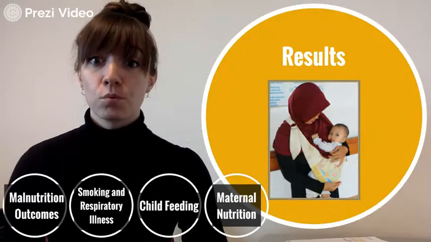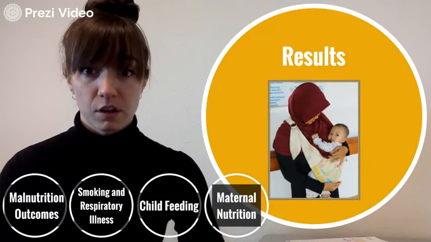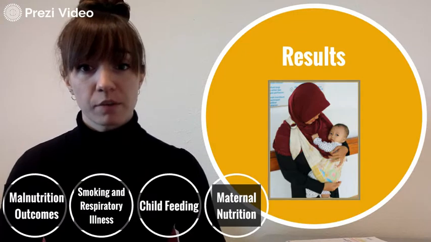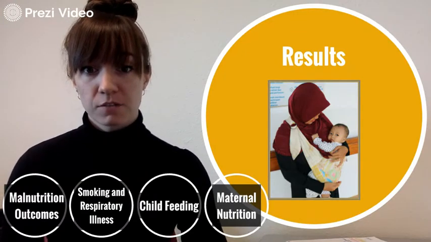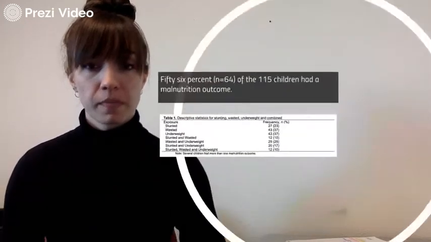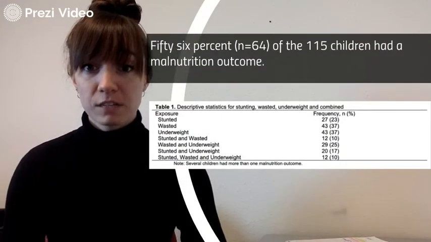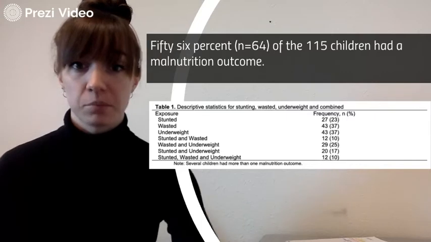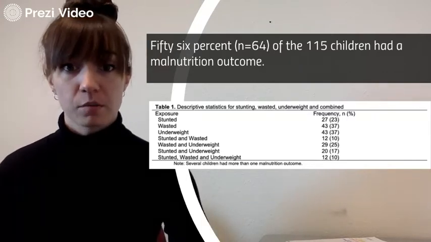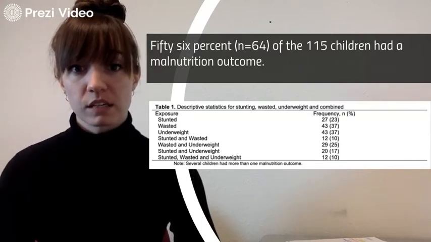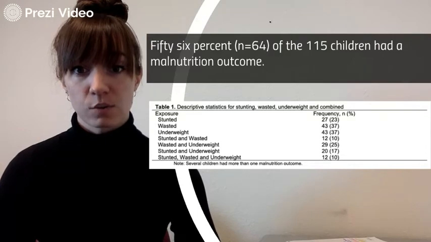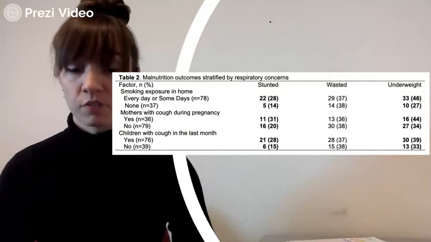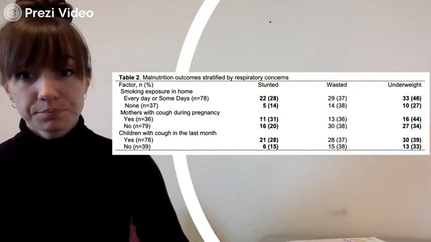We had a rich variety of results, but a few kind of stood out above the rest. Smoking and respiratory illness, child feeding, and then maternal nutrition. So just to start out, 56% of the kids that we sampled had a malnutrition outcome. So 23% were stunted, 27% were wasted, and 27% were underweight. And a combination of those was quite common.